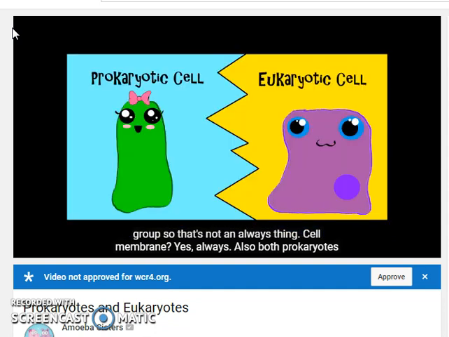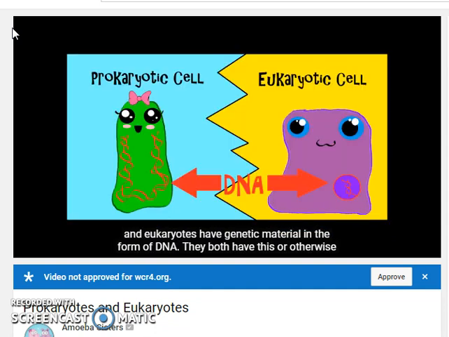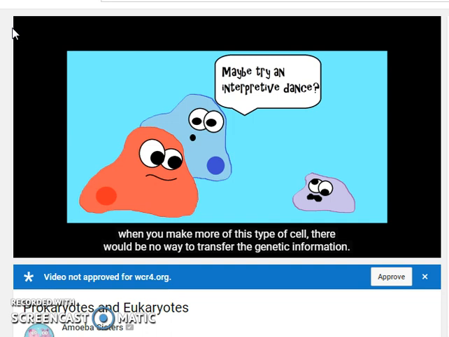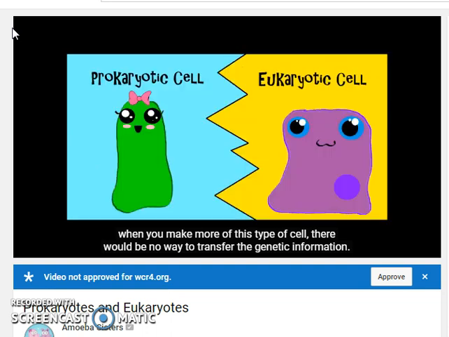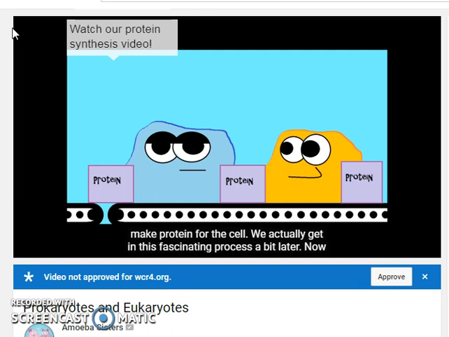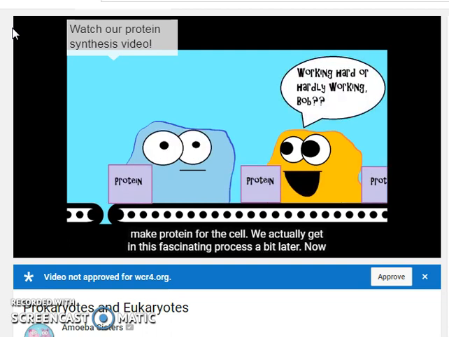Also, both prokaryotes and eukaryotes have genetic material in the form of DNA. They both have this, otherwise, whenever you make more of that type of cell, there would be no way to transmit the genetic information. Prokaryotes and eukaryotes both have ribosomes, which are these tiny little structures that help make protein for the cell. We actually get to this fascinating process a little bit later.